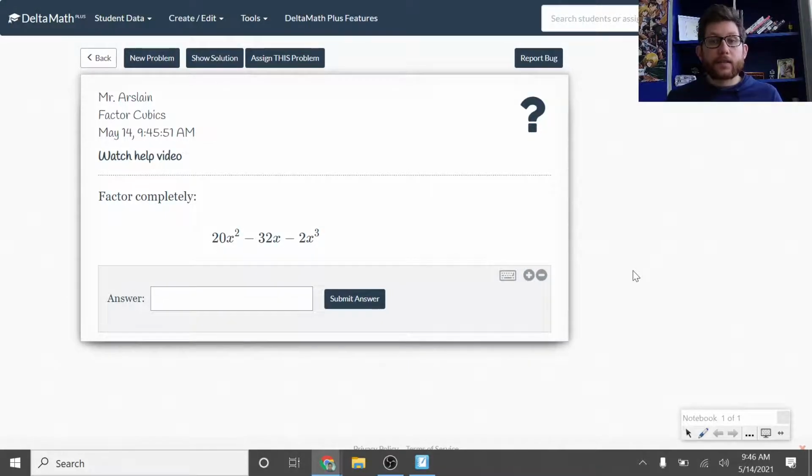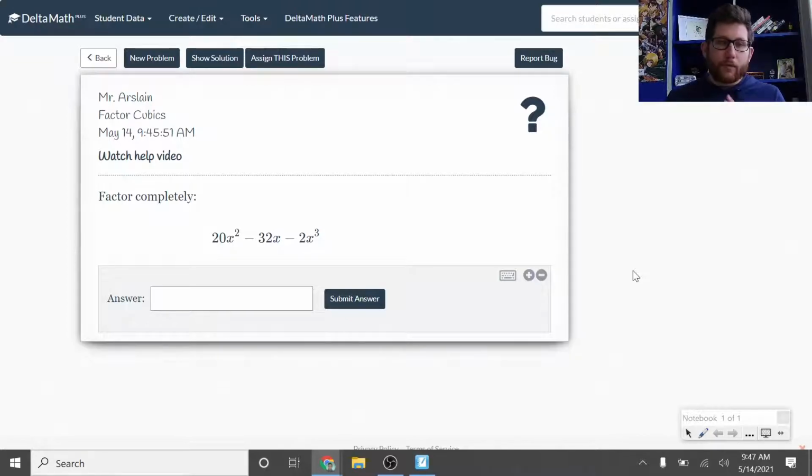All right, guys, in this video, we're going to take a look at factoring cubics in DeltaMath. Now, we are going to particularly look at the normal way of factoring cubics, which is to break it into two binomials, and then try to figure out, using some factors and things like that, what goes into each binomial. If that doesn't make a lot of sense, just follow along here, and I think you'll recognize this as we walk through it.